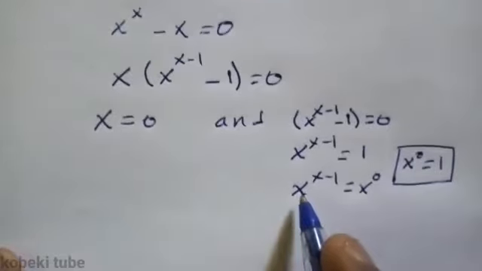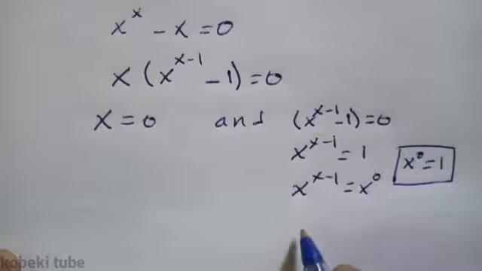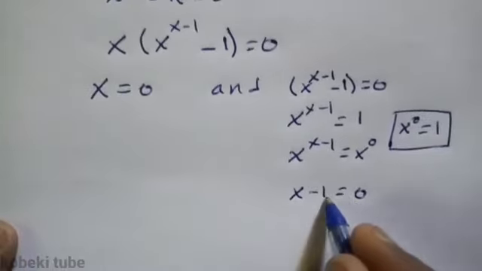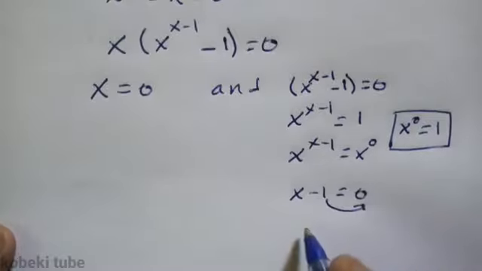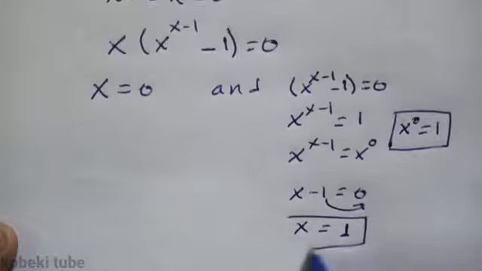Then we have here the same bases, so that we can compare the exponents. x minus 1 is equal to 0. Then we take 1 to the right side. Then x is equal to 1 as our second result.